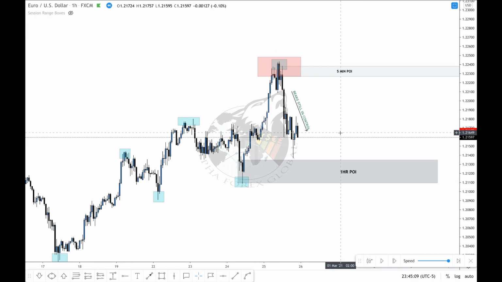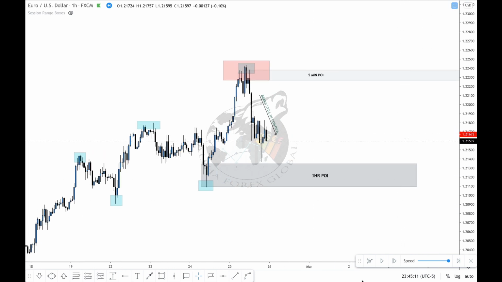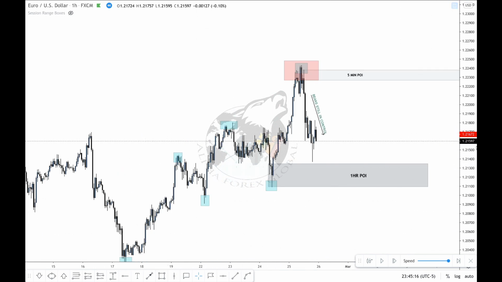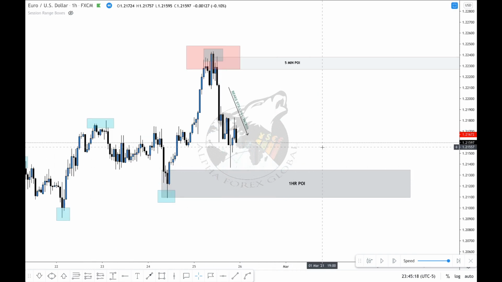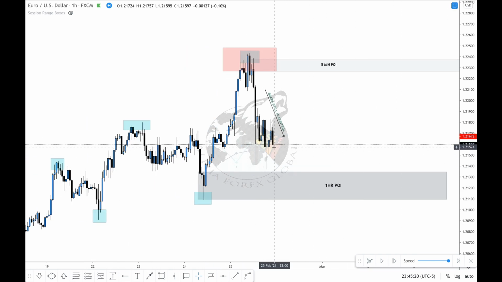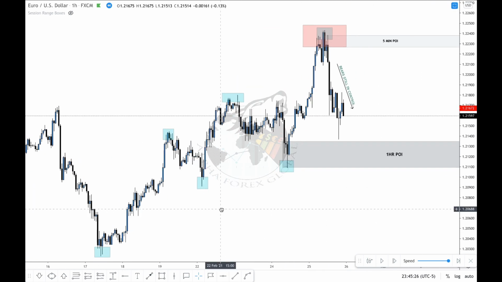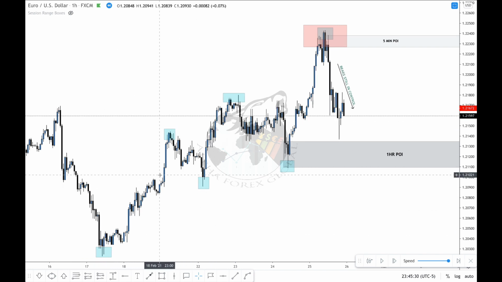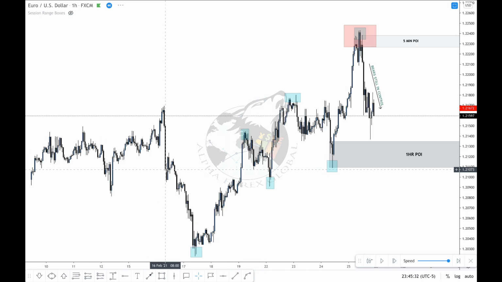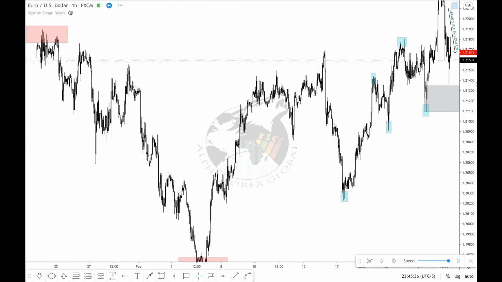Alright guys, so this is it. This chart is basically in replay mode, so you guys can see step by step what took place between Thursday and Friday. You guys know how I mark up my charts, so I always start with structure. I like to see what is happening on the bigger time frames, say like the 4 hour and the 1 hour and so forth.